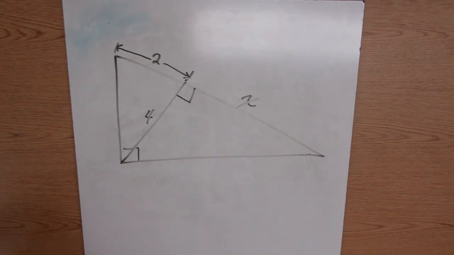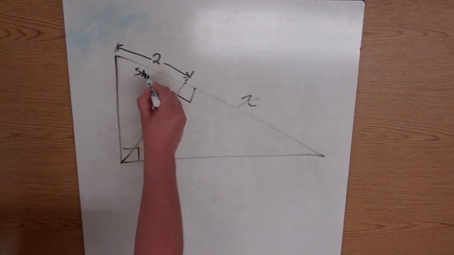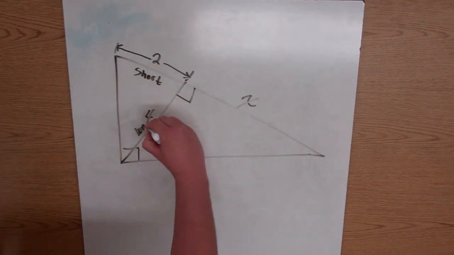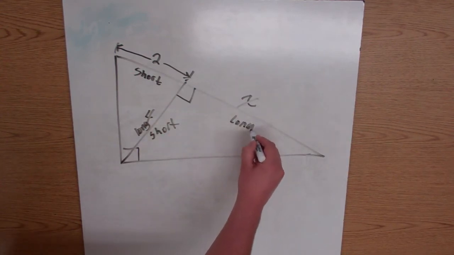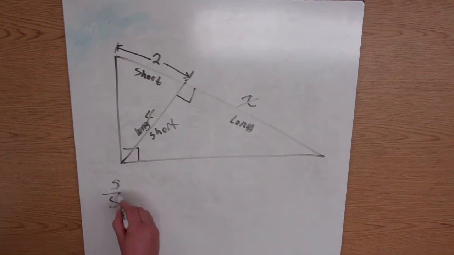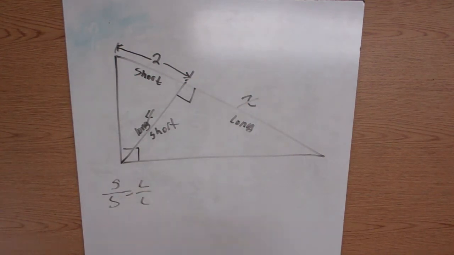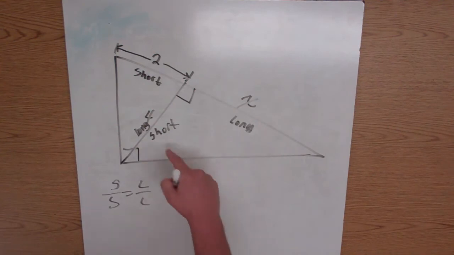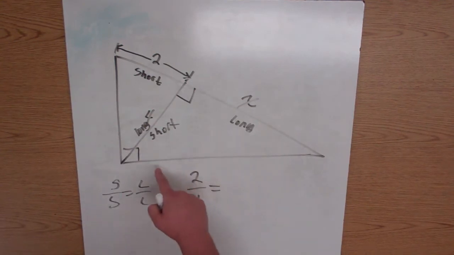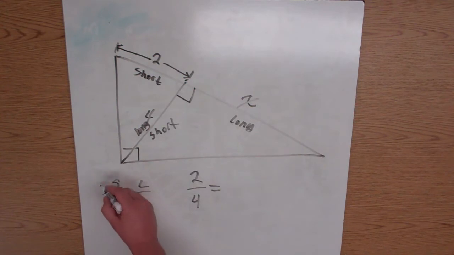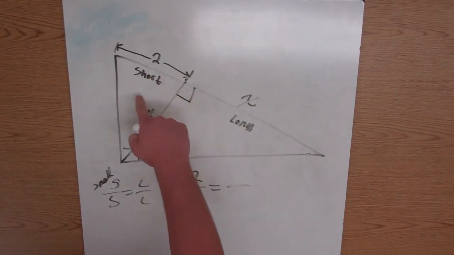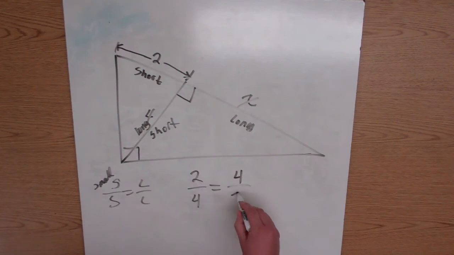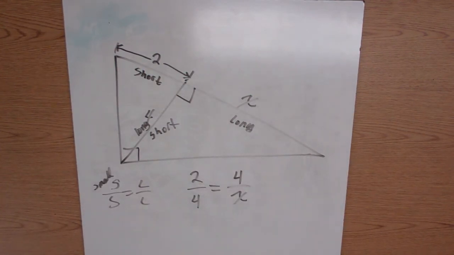Well, let's look at this. Of this triangle, this is the short leg. This is the long leg. Of this triangle, this is the short leg, and this is the long leg. So let's do short over short equals long over long. So short 2 over short 4 equals long. Now, since I did the short of the smaller triangle, I need to do the long of the smaller triangle. So this is a smaller one, so 4 over x. All right, 4 over x.